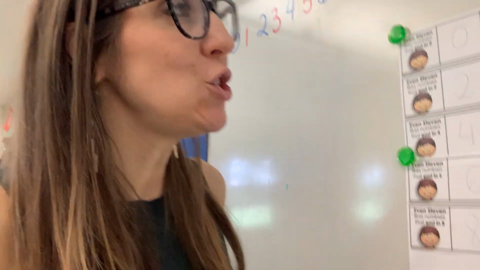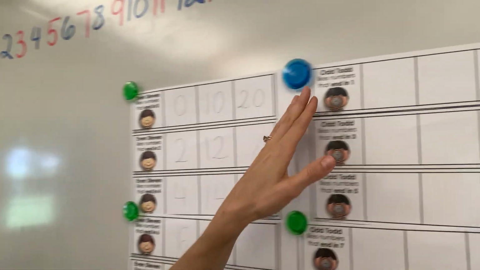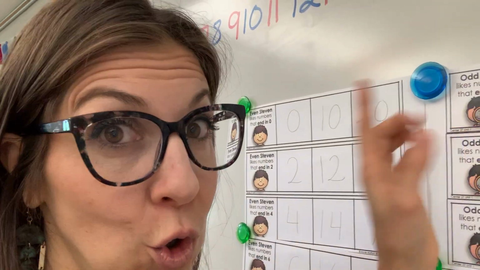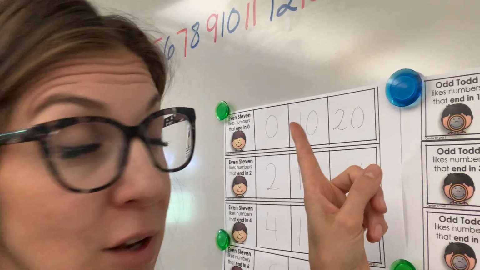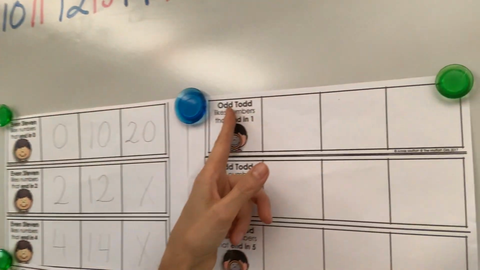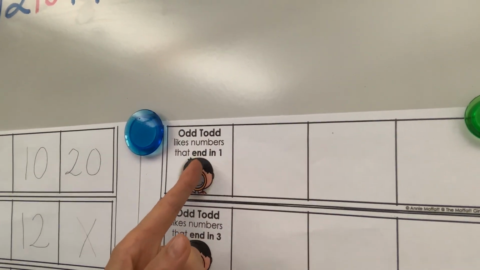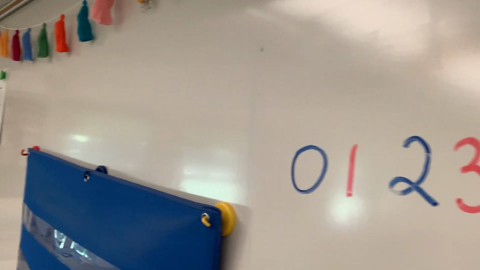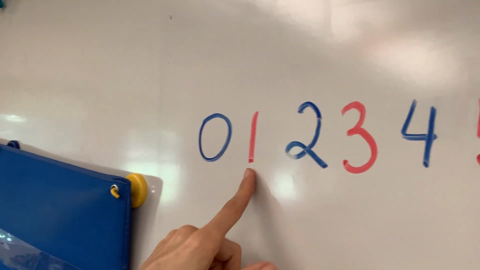So what we need to do over here, just like we found all of our even numbers, you're going to look over here just at the red numbers. Don't look at the blue numbers. Odd Todd only likes the red ones. And Odd Todd likes numbers that end in 1. So those are the ones that he likes. So let's look at all the ones that end in 1. But look only at the red ones. We're only doing the odd numbers.